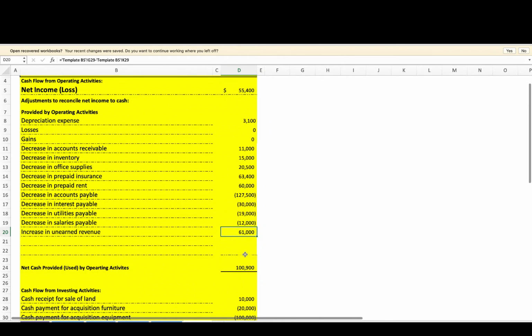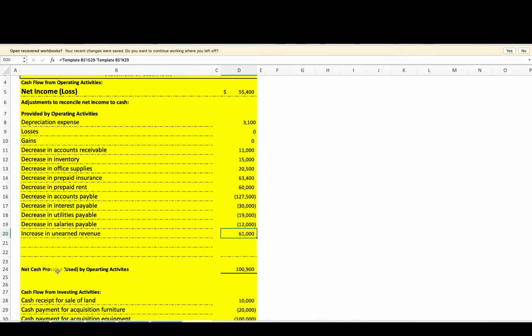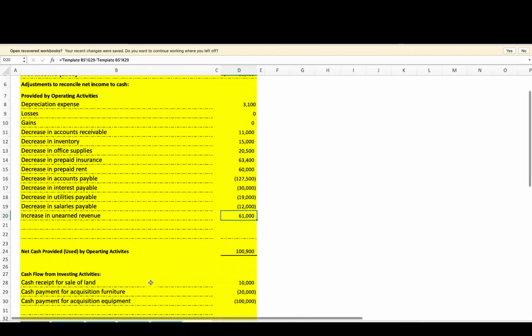All right, so I'm going to take my net income and add all of these numbers together, and I come up with 100,900 positive. That is my net cash from operations. If it's positive, it's net cash provided. If it's negative, it's net cash used. All right, so that is the operating activities.